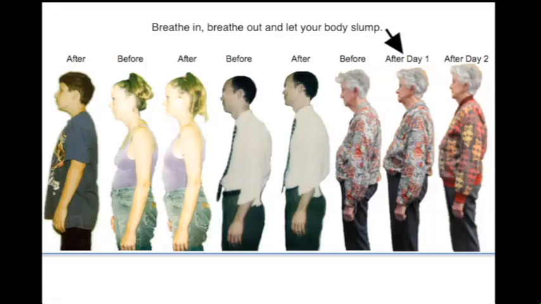Let your body slump. And she said, I can't, it doesn't go anymore. And he said, okay, let's take a picture. Breathe in, breathe out, relax, let your body slump, and boom, this is the picture.